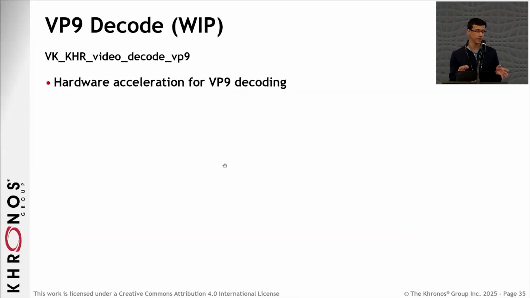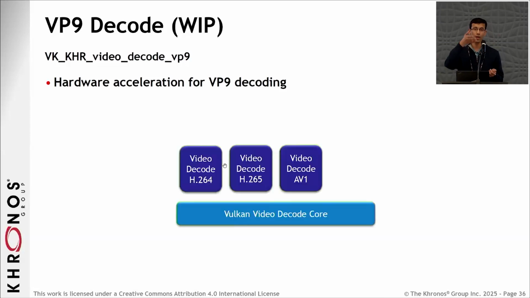Okay, and the last extension that I have today is VP9 decode. So VP9 decode is really popular because of YouTube, and IHVs already have VP9 decoder blocks in their hardware. So it simply made sense for us to add an extension for supporting VP9 decode. And so what we have right now is H264, H265, and AV1 decode support already out. And now with the addition of VP9 decode, we'll be completing the set of contemporary video codecs.